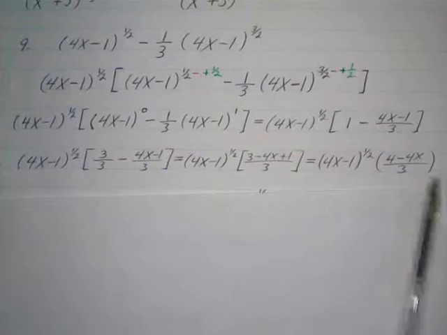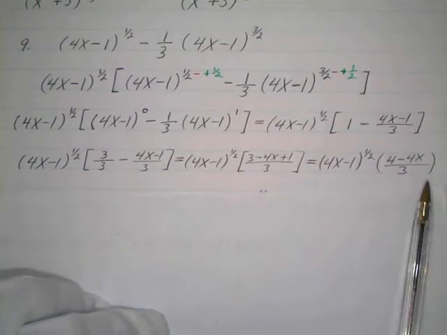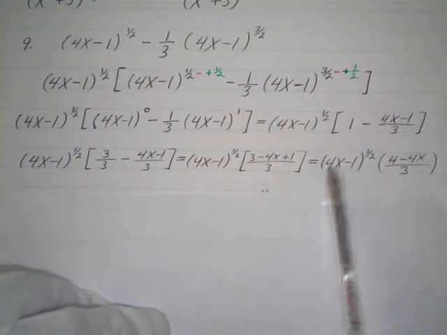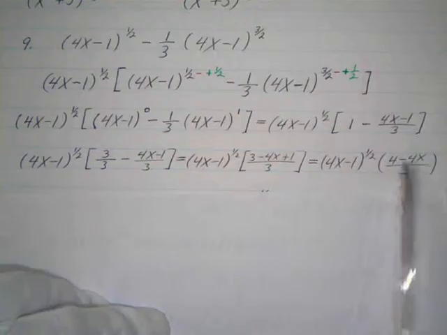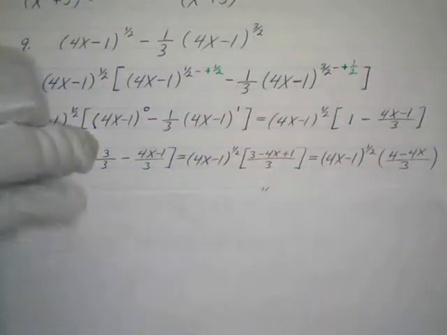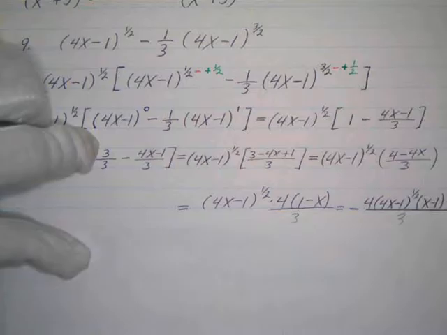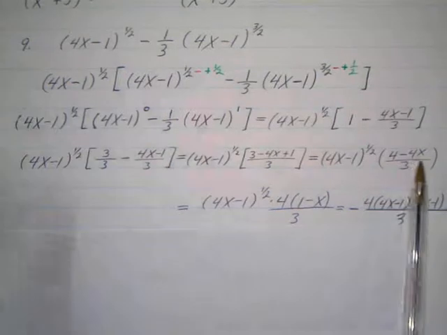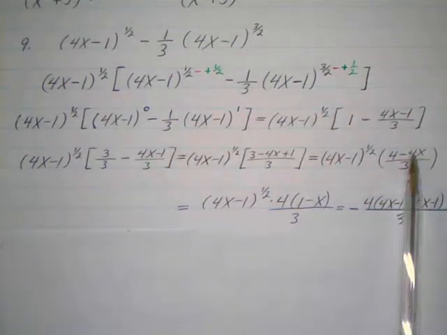So we end up with something in this vein here: 4x minus 1 to the 1/2, and 4 minus 4x over 3. And then sometimes you could leave it like this, and you look at the answer. What they happen to do in the book here, where I got these problems, was they factored the 4 out.